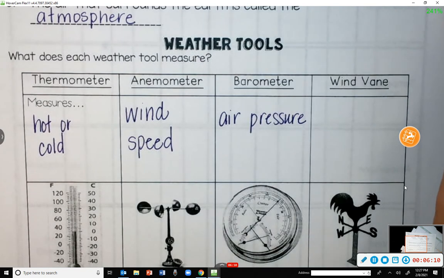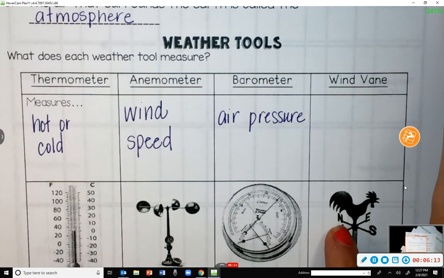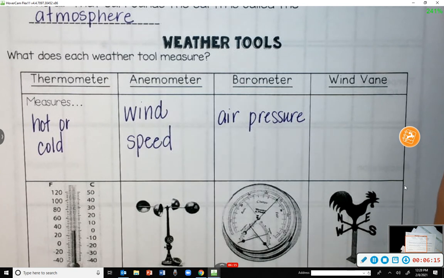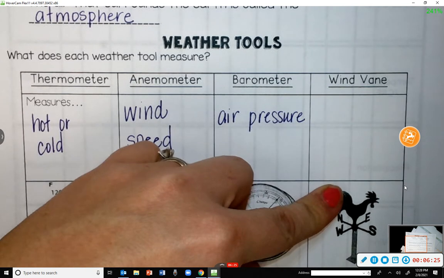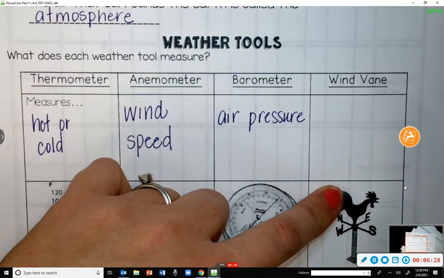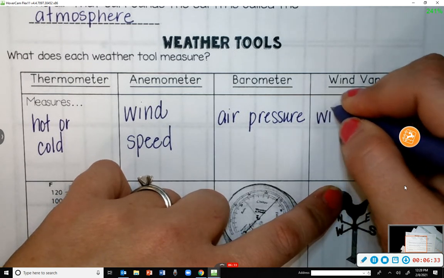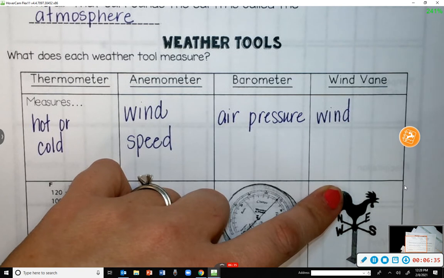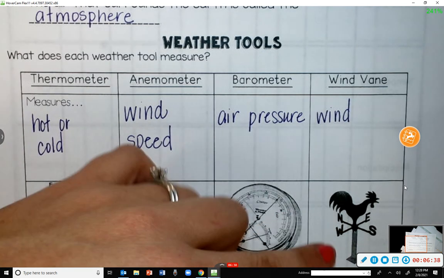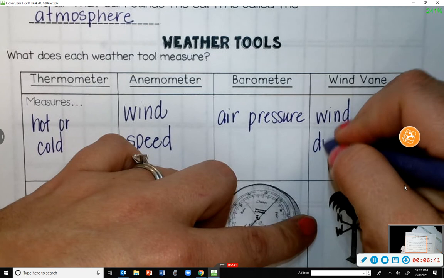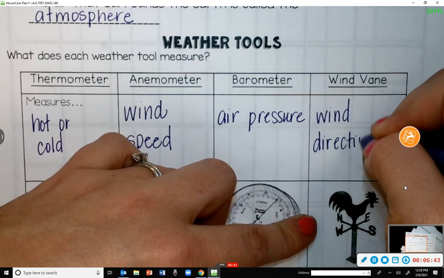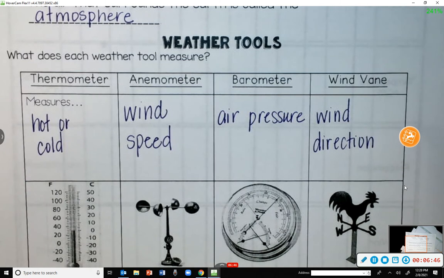Okay, and the last one is a wind vane. You see these letters N-E-W-S. What do you think that stands for? North, east, south, west. So those are directions, right? This is called a wind vane. So what do you think it's going to measure? Kelsey? I think it's going to measure the wind. Wind direction. It's going to tell you what way the wind is blowing. Okay?